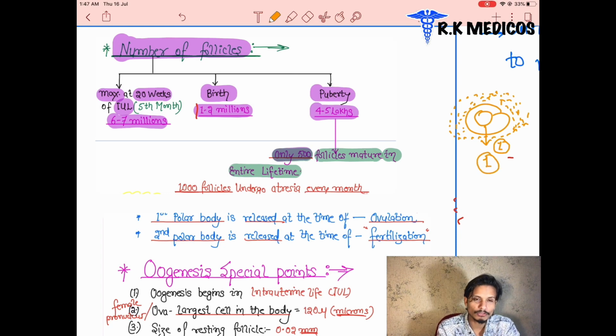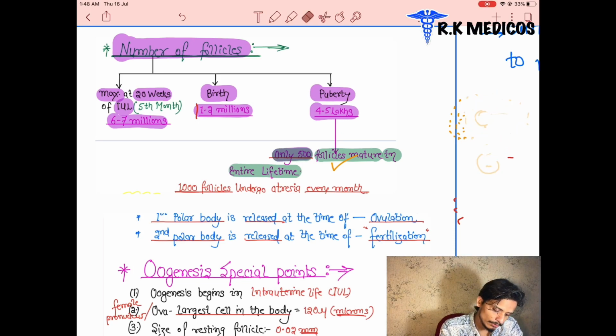After that, they wait for the sperm. When the sperm is not present, they form the corpus albicans or luteum. And when the sperm is present, they complete meiosis 2 and form the ovum and secondary polar body. The secondary polar body only forms after fertilization. Hope you understand. Now the next point we are going to see in this section.